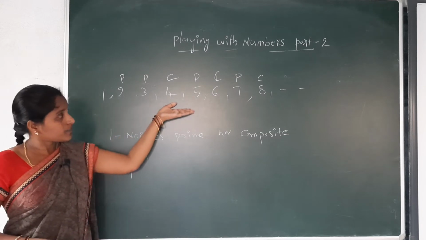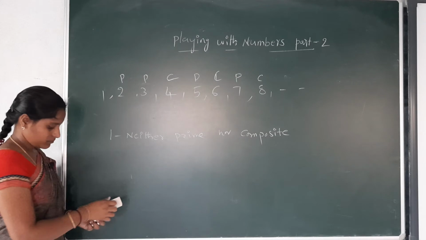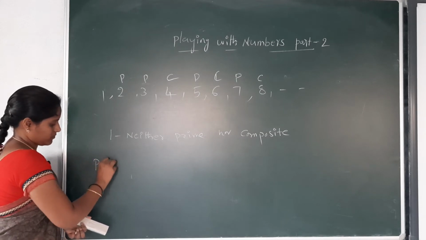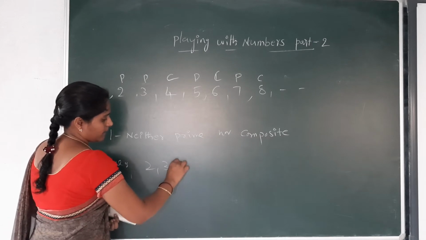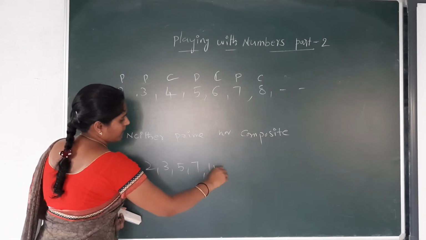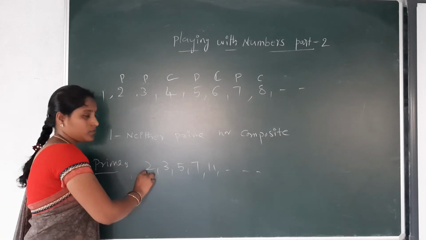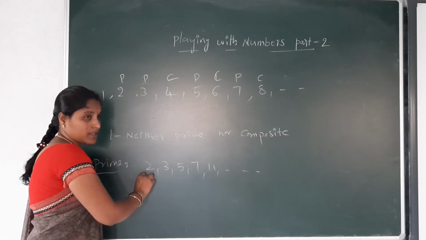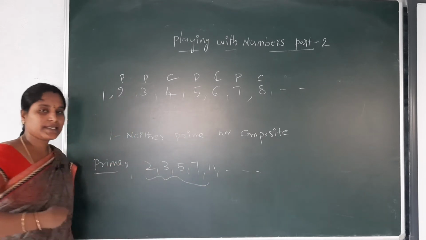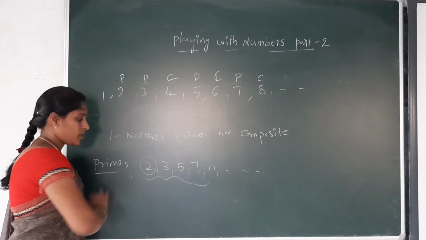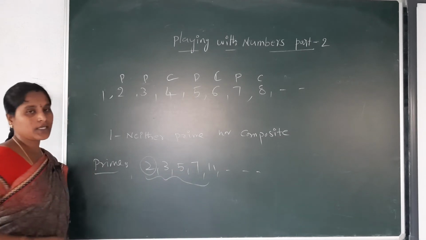Here we have prime numbers, a group of prime numbers: 2, 3, 5, 7, 11, and so on. The prime numbers start from 2. These all are prime numbers. Which is the least prime number? 2. Why? Because they start from 2 only. Among all the prime numbers, 2 is the least.